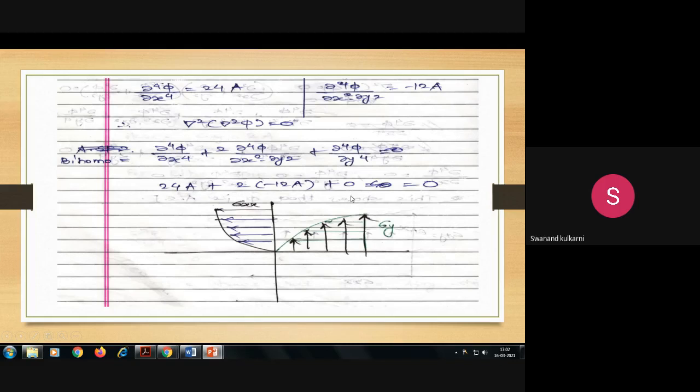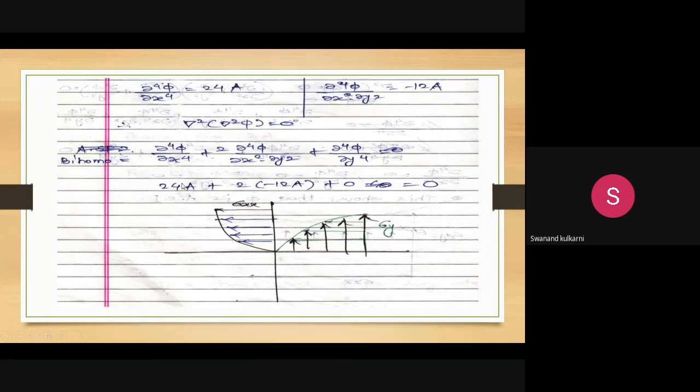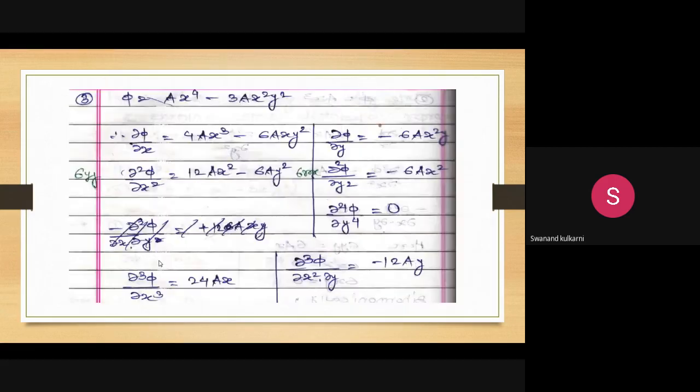So let us substitute one by one here. The first term is equal to 24a. The second term is 2 times minus 12a, that is minus 24a. So 24a plus minus 24a, that is 24a minus 24a, this will become equal to 0. This indicates that the biharmonic condition is fulfilled here. That means this function is an Airy stress function, and whatever the evaluated values of stress sigma xx and sigma yy, those are correct here.